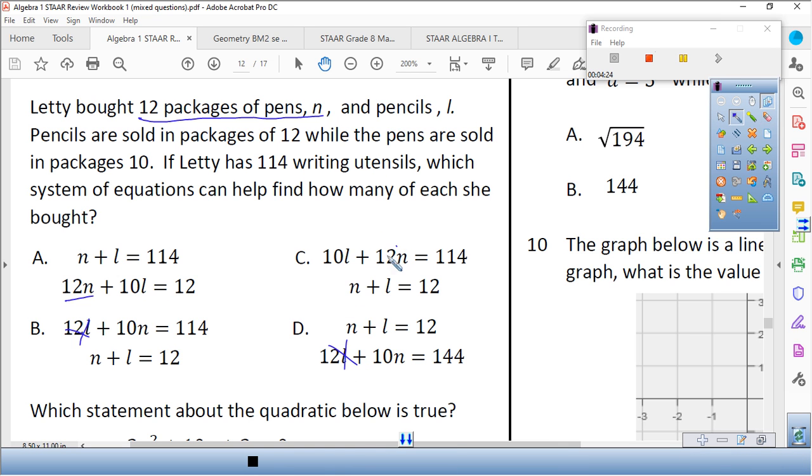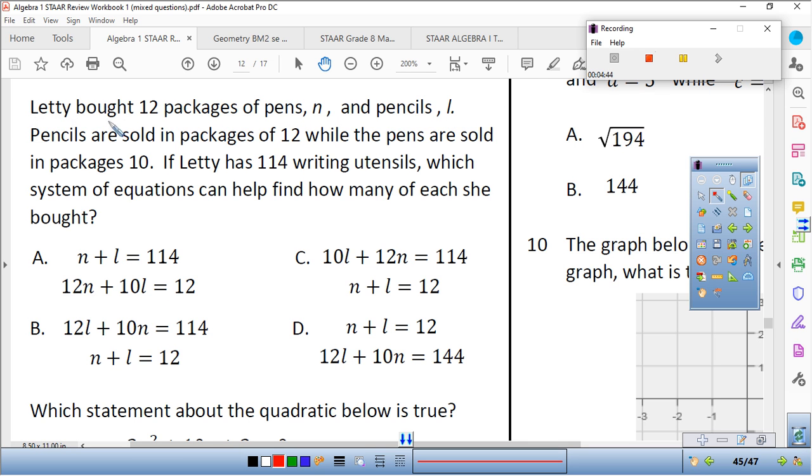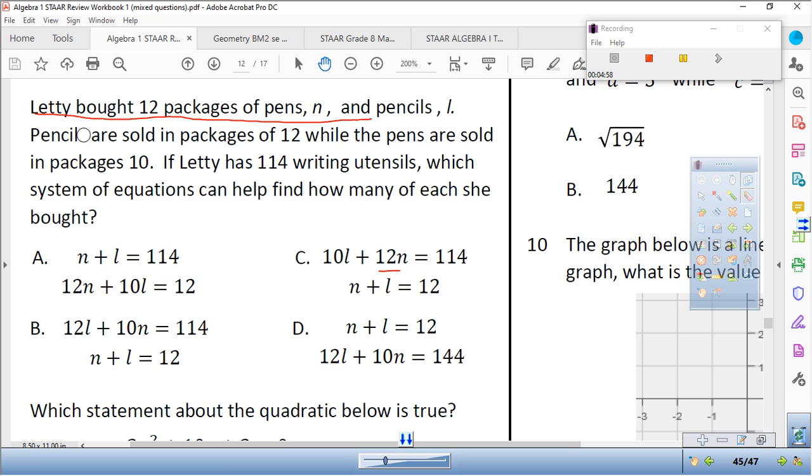Oh, you see that? Pencils. Pencils are sold in packages of 12. Wow. Wait, I got lost. That is fine. 12 packages of pens and pencils, L. Okay. Okay, sorry about that, guys. I started off right now real cool saying, hey, 12 packets of pens. So I look for 12N. I start off like that, and when I read over here, it kind of got crazy on me. So let me read it slowly.